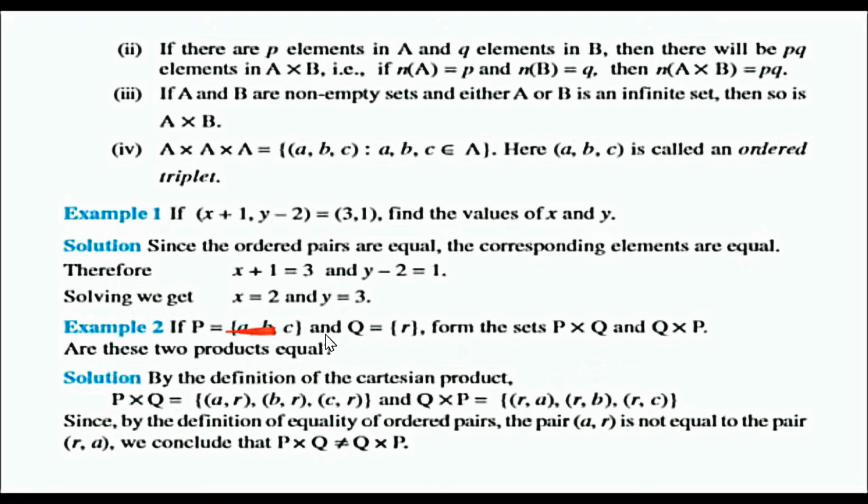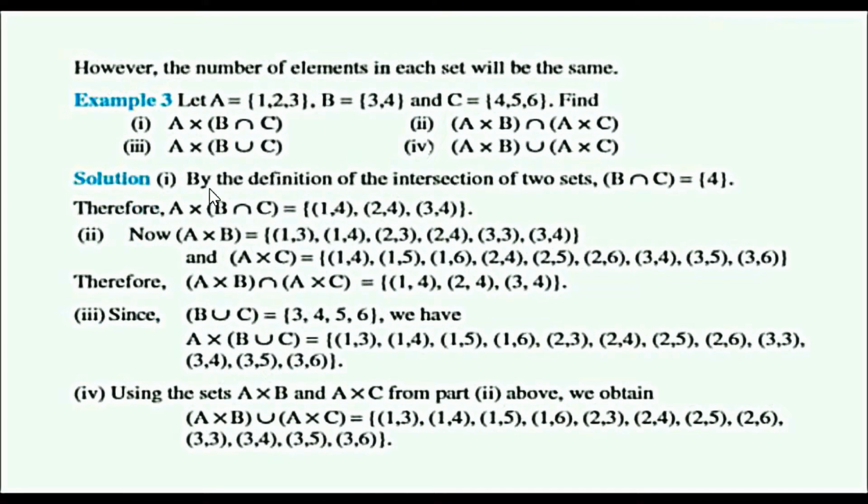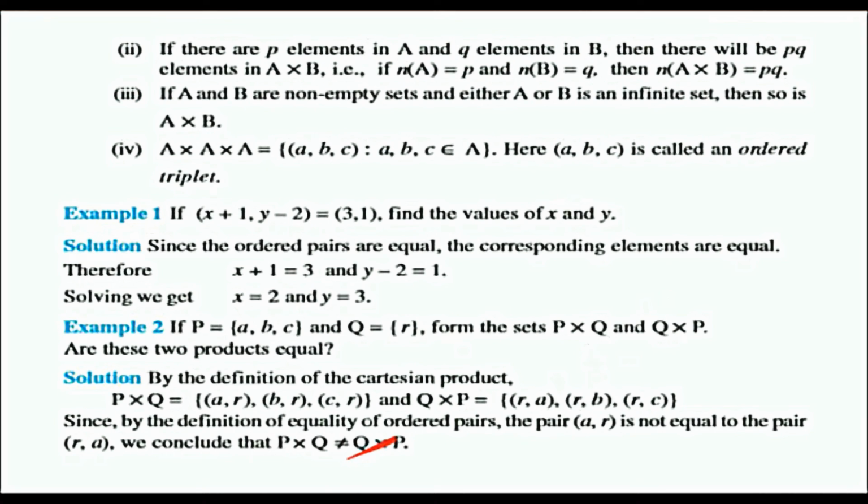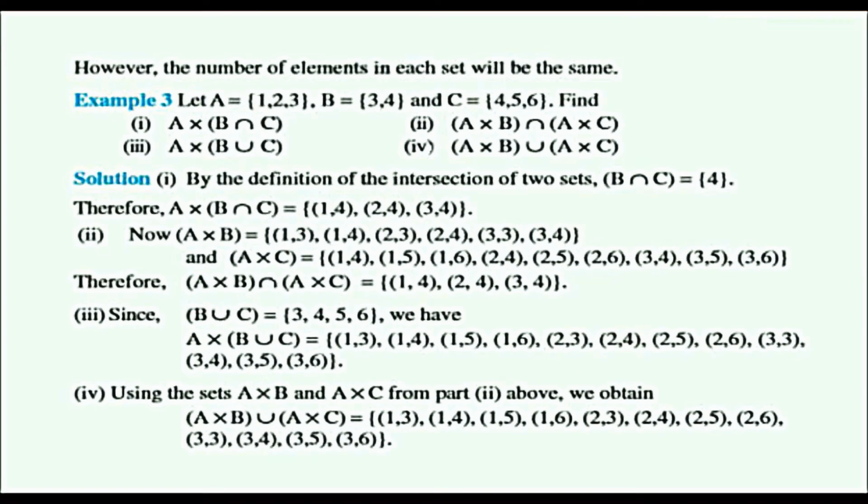Again, let us take sets P and Q. You want to find P cross Q. So A with R, B with R and C with R. This is P cross Q. And Q cross P means R with A, R with B and R with C, so Q cross P will be RA, RB, RC. You need to understand that the Cartesian product P cross Q is not always equal to Q cross P. It may be equal, but not always. The numbers of elements you have just seen are equal, but still the sets are not equal.